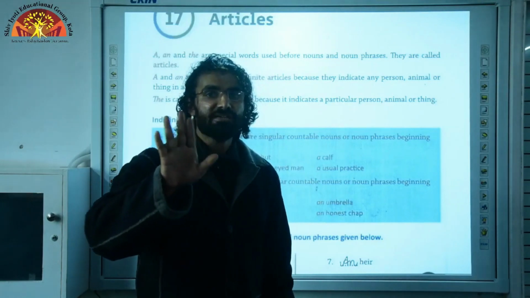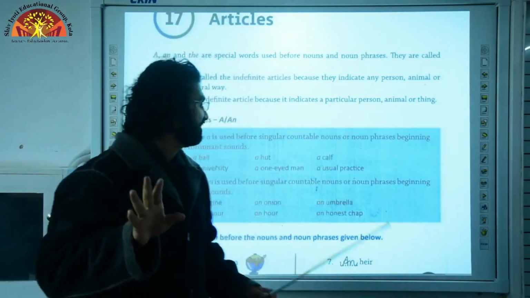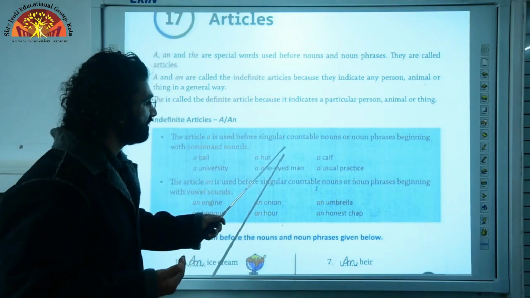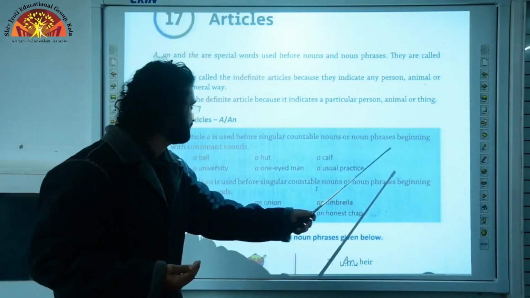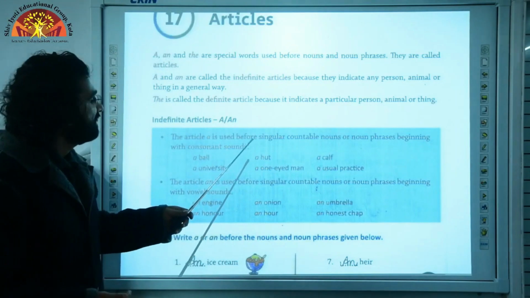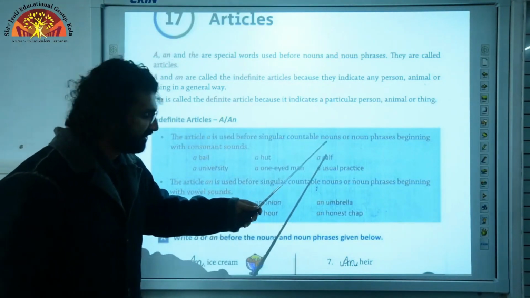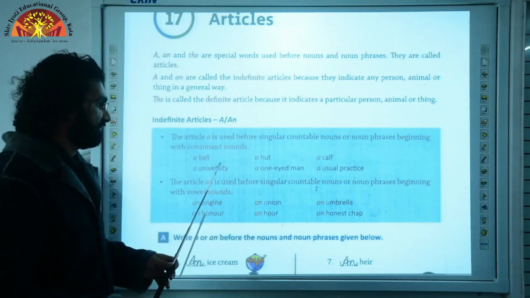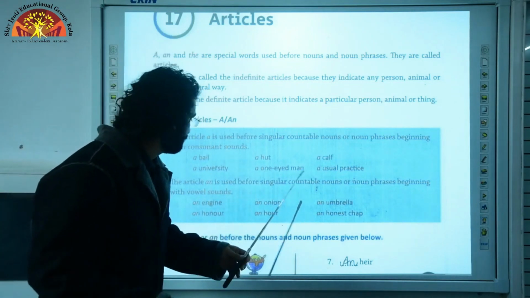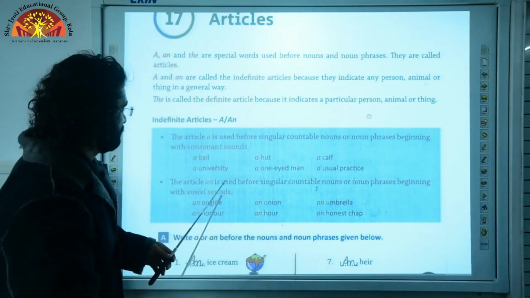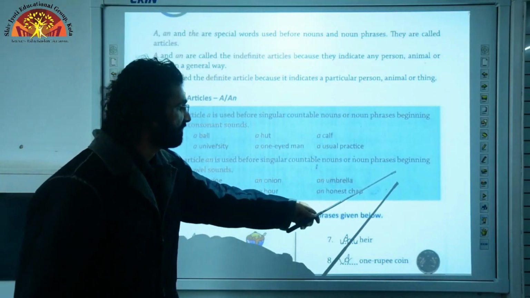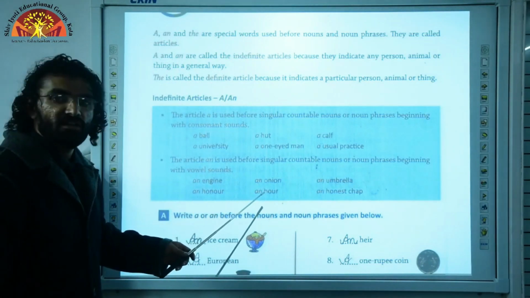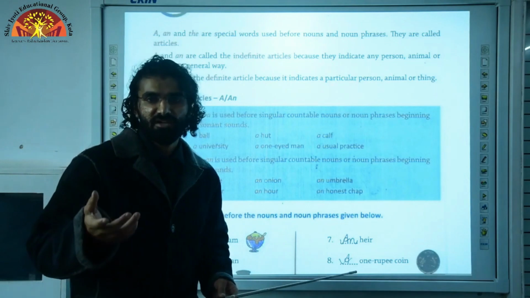First, we are talking about indefinite articles a and an. According to your book, page number 78, the article a is used before singular countable nouns or noun phrases beginning with consonant sound. So as we mentioned earlier also, make sure the word is singular. Here we have some words: a ball, a hut, a calf, a university, alright, a one-eyed man. The article an is used before singular countable nouns or noun phrases beginning with vowel sound. See, an engine, an onion, an umbrella, an ink pot, an orange.